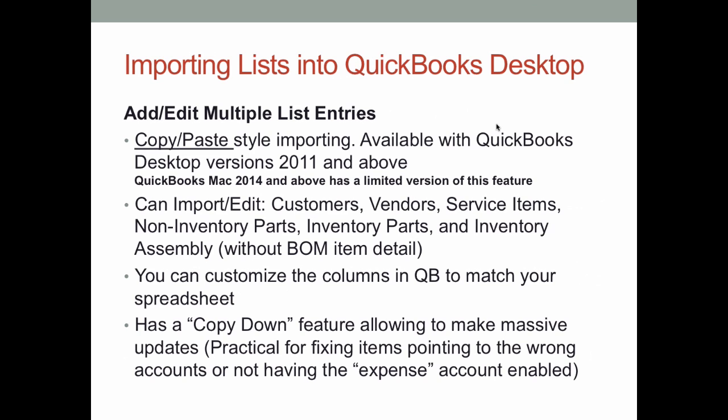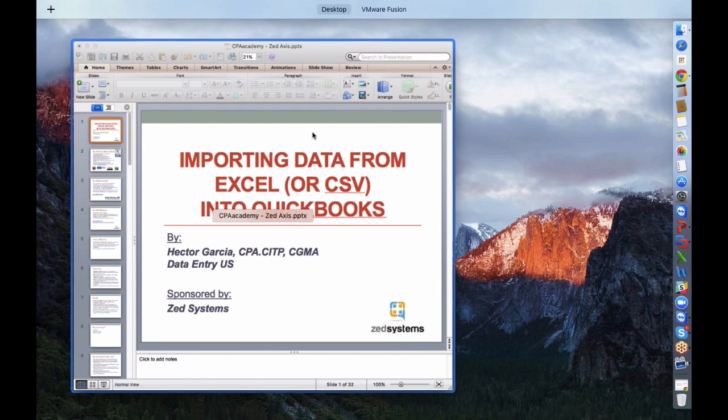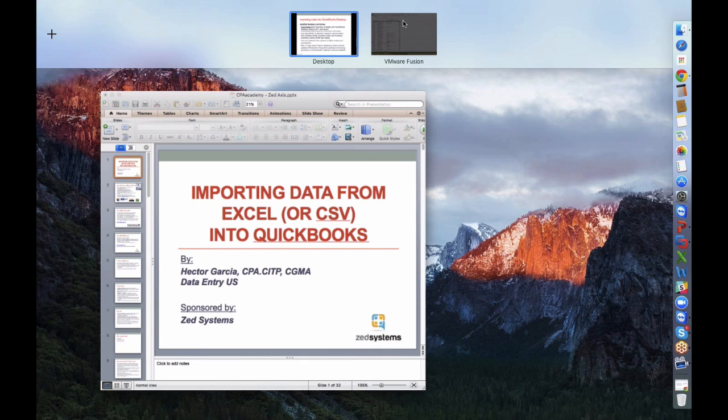You can import customers, vendors, service items, non-inventory parts, inventory parts, and assemblies, but the assemblies are without BOM item detail. So if you know about assemblies and manufacturing, you know what I mean by BOM. If you don't, I'll ask you to research it. You can customize the columns to match the spreadsheet, and there's a copy down feature that allows you to make massive updates. So let me start by doing that example.